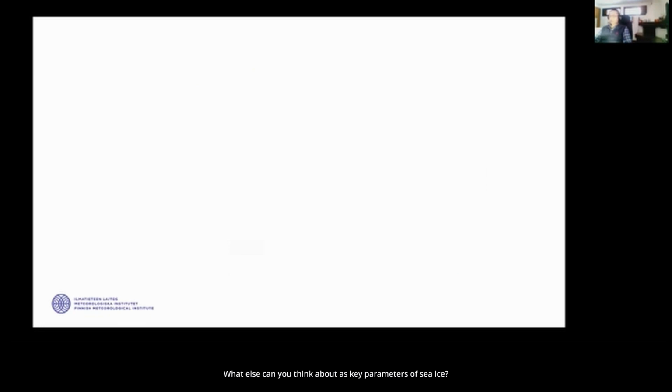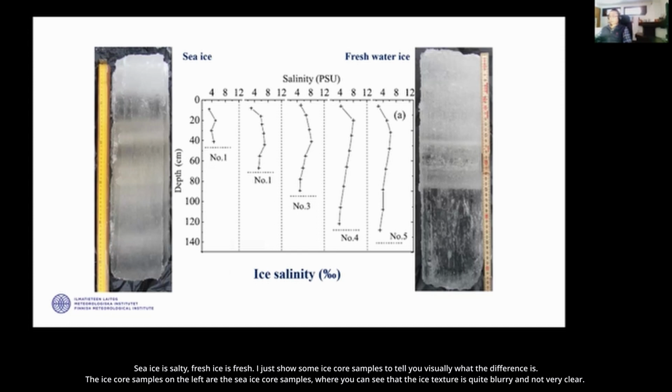What else can you think of as a key parameter of sea ice? If you compare sea ice with freshwater ice, the major difference you might already have in mind is the salinity. Yes, because sea ice is salty and fresh ice is fresh. Here I show some ice core samples to tell you visually what the difference is. The sea ice core sample on the left has a texture that is quite blurry and not very clear.